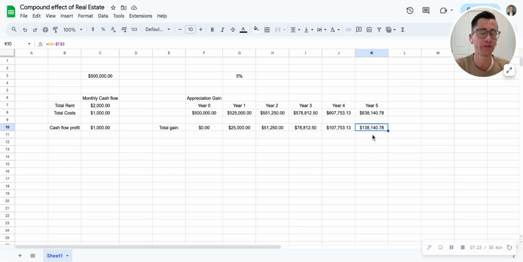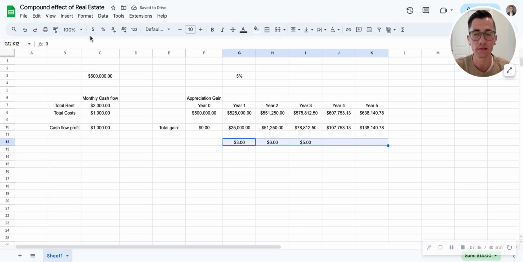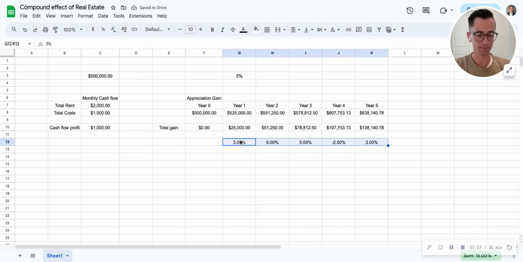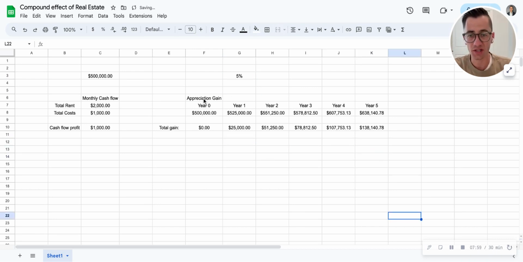Now you sell it after year 5. Again, this can fluctuate, right? Maybe year 1 it goes up 3%, but year 2 it goes up 6%. Year 3 it goes up 5%. Year 4 it actually goes down. These are all supposed to be percents, right? It only goes up by 2%, or it even goes down. It's a negative 2% increase from the year before, and then this year it goes up by 3%. The idea is that on average it goes up by 5% a year. Okay, so that's appreciation gain.